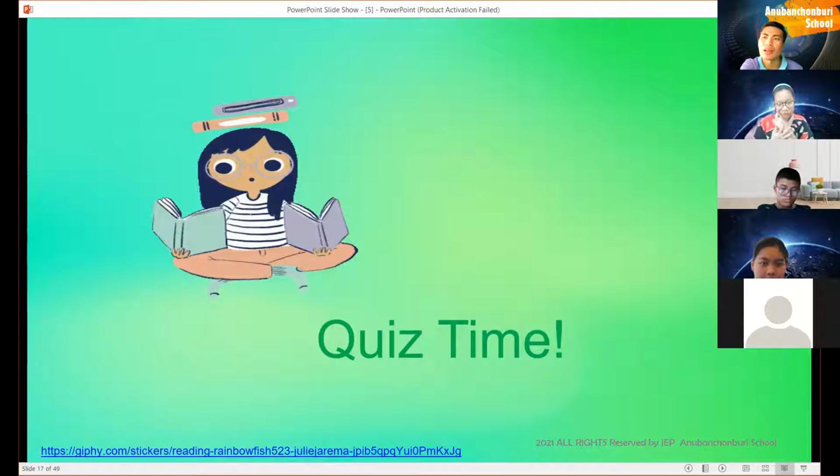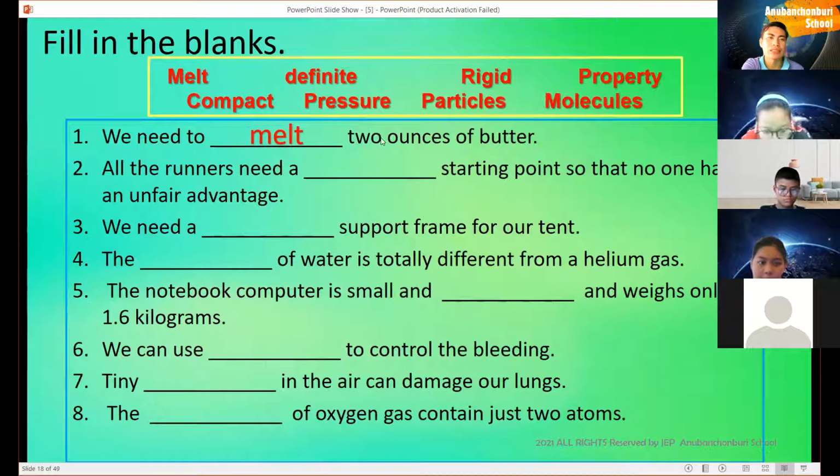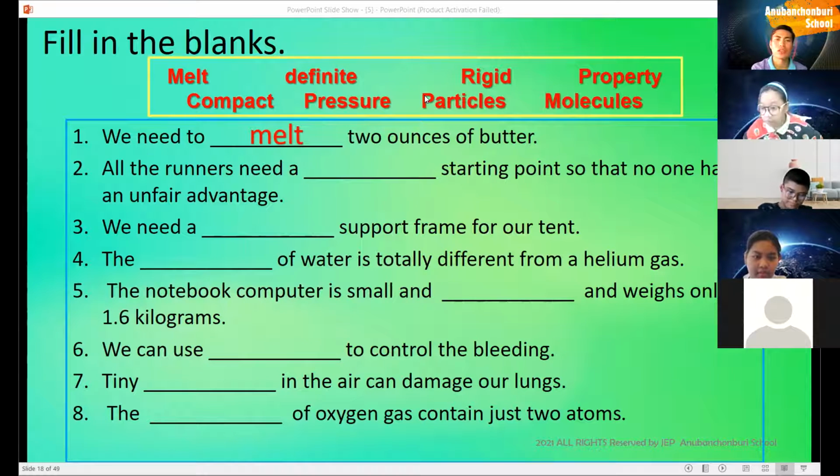All right. So are you ready now for our quiz time? Of course, this is fill in the blanks. There are words here that you will be using in order for us to answer all the questions here. Or maybe do you want me to cover the answers here? You already know the answer, right? Do you want me to cover the answer?